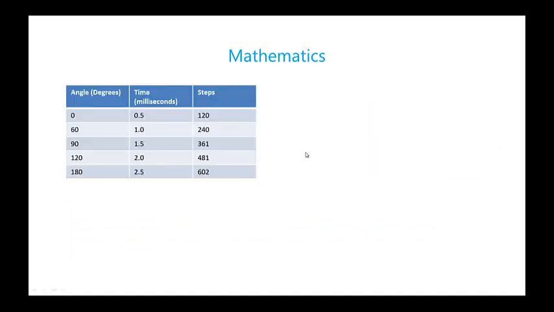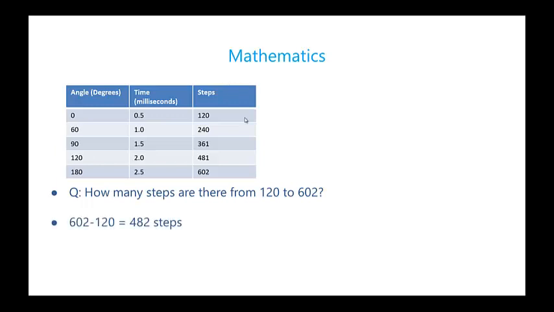Based upon our earlier calculation, we can similarly find the number of steps required for 0, 60, 90, up to 180 degrees, as shown in this table. Let's find out the steps from 120 to 602 steps. What is the difference between 602 and 120? It is very simple, 482 steps, which means there are 482 steps going from 0 to 180 degrees.